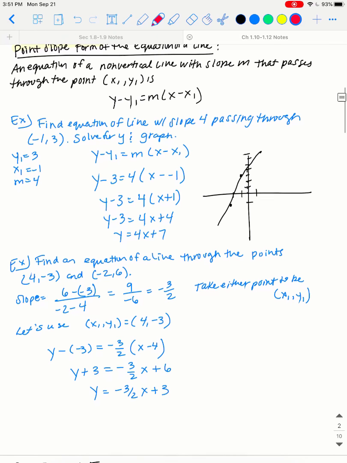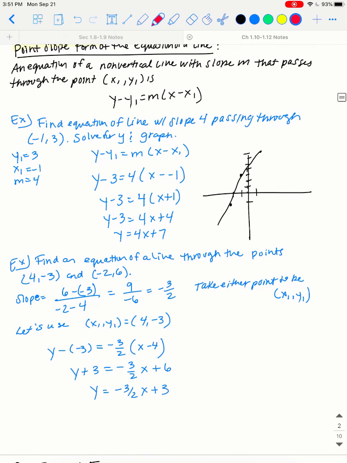So we're going to do an example. We're going to find an equation of a line with slope 4 passing through (-1, 3). And then we're going to solve for y and then graph it. So our y1 is 3, our x1 is -1, and then our slope m is 4.